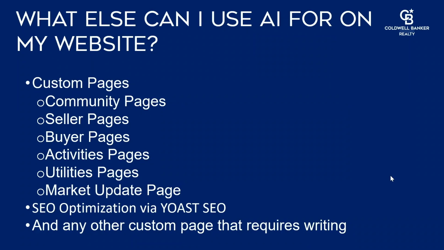You can keep using AI to keep creating more blog post content. You can also use AI to help you create custom pages such as community pages, seller pages, buyer pages, activities pages, utilities pages, market update pages, really any other custom page that requires any sort of writing, and to help you with your SEO optimization via Yoast SEO.